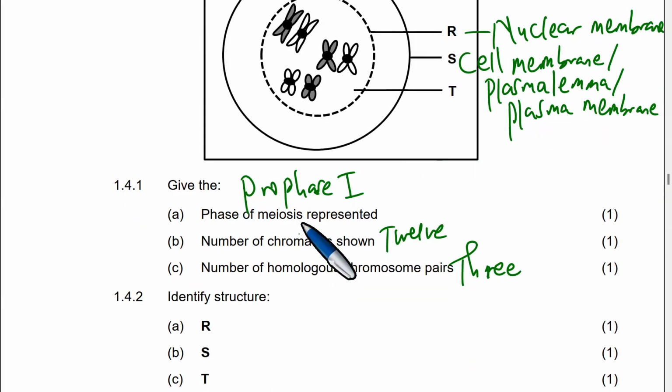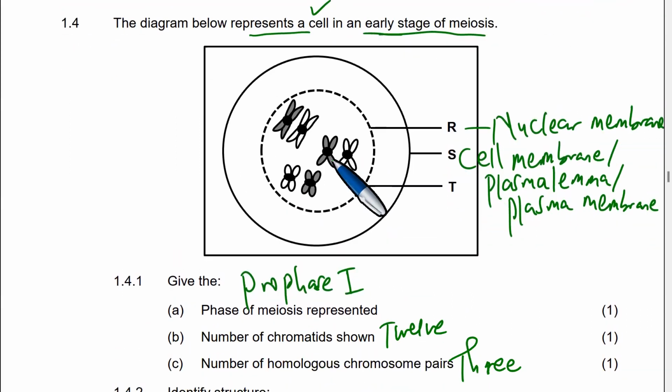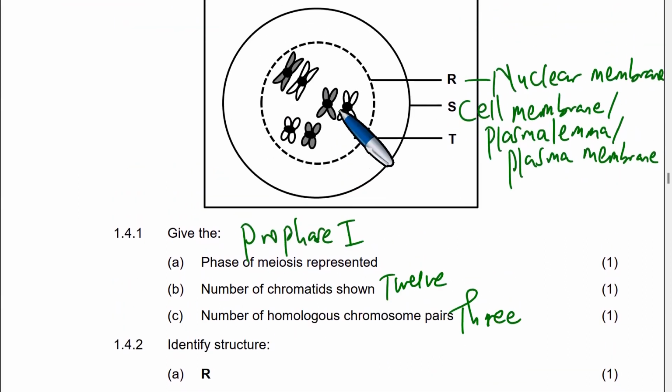Let's look at T now. What do you call this region, the space between your chromosomes? This space, T, is called the nucleoplasm. T is called the nucleoplasm.